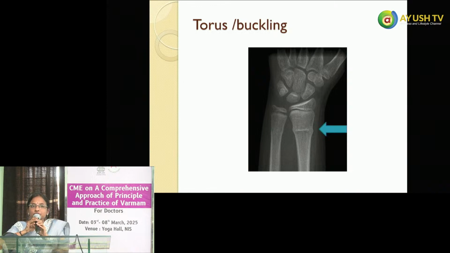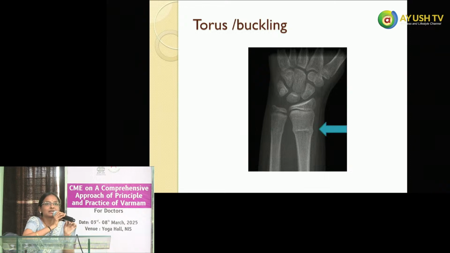The second type is called torus fracture. Torus is otherwise called buckling fracture. So this is again an X-ray of a child, and the distal part of the radius and ulna of the wrist joint is covered. The bone the arrow is pointing to is the radius bone. There you can see a small white line, and if you watch very closely, on the side of that white line in the cortical margin there is a small bulge.